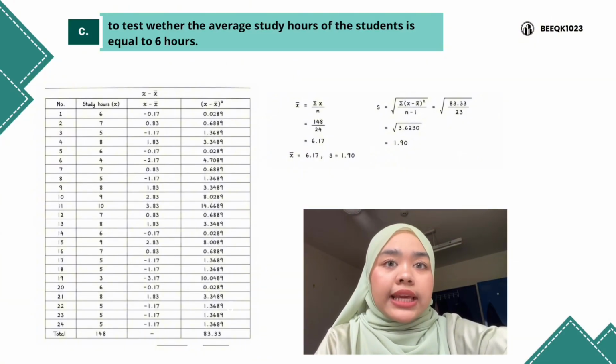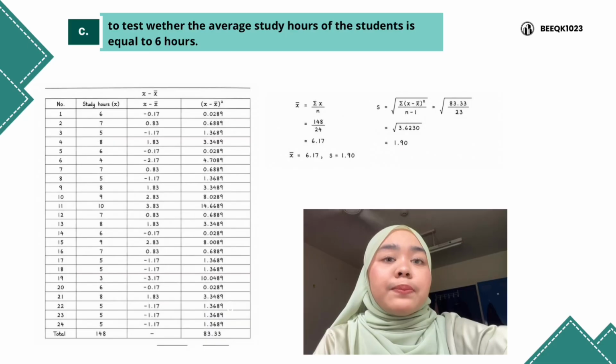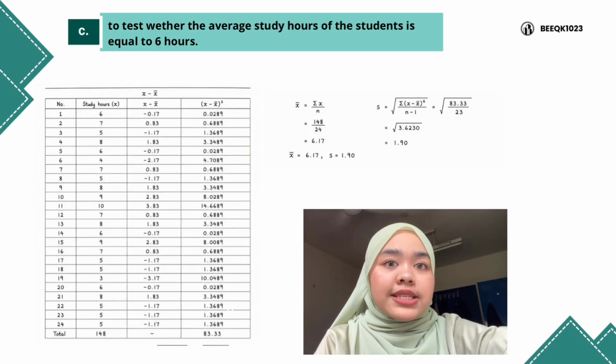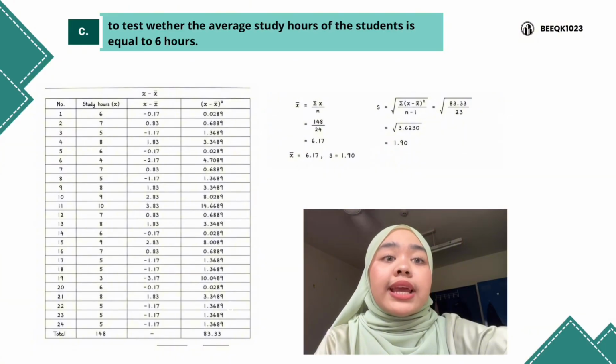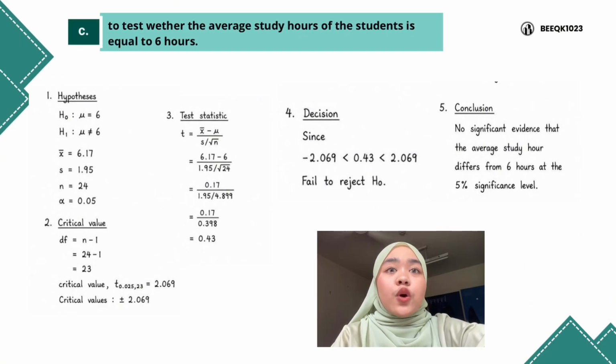Next, we calculate how spread out our data is. We find the deviation of each value from the mean and square it. Then, the total sum of squares is 83.33. Then, we divide by n minus 1, which is 23, and take the square root, giving us a sample standard deviation of 1.9 hours. Next, we test whether the true average study time is 6 hours. The null hypothesis, H null, states that the population mean equals 6, while the alternative hypothesis states that it is not equal to 6.